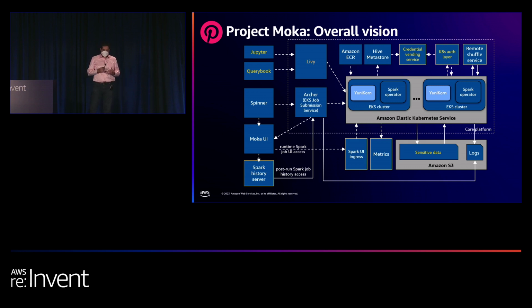And then once jobs run, they produce metrics, they produce logging, so there are services to consume those. Users will want to connect to the live Spark UI once the job is running. So we have an ingress service that allows for that. And then once jobs have finished running, they'll want to see logs, and that's where the Spark history server comes in.